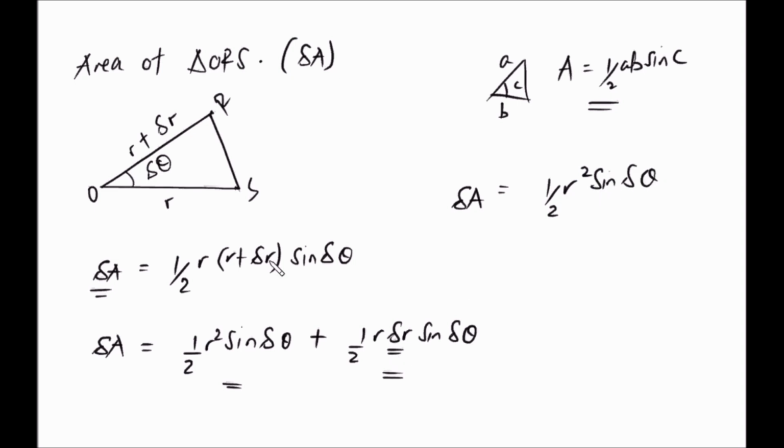You see hii delta r ni ndogo sana compared to r, like 0.000 something. So hii yote ni ndogo sana compared to huyu. Kwa hiyo ukichukua a very big number plus a very small number, you might as well ignore this and say it's just equal to only this big number. Ndio hichi tulichokifanya hapa mwisho. So now the area of our triangle ORS, ambayo ndio hiyo area of the small sector ORS, ni sasa na half r squared sin delta theta.